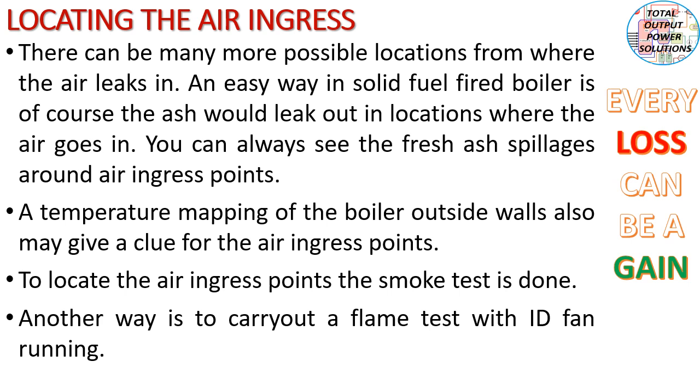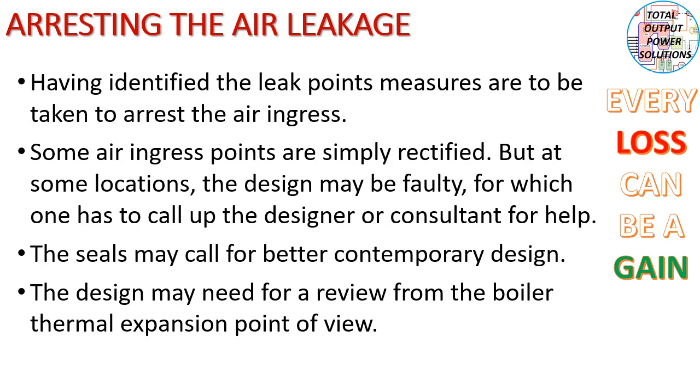A temperature mapping of the boiler outside walls may also give a clue for the air ingress points. To locate the air ingress points, a smoke test should be done. Another way is to carry out a flame test with the ID fan running and arresting the air leakage. Having identified the leak points, measures are to be taken to arrest the air ingress. Some air ingress points are simple to rectify, but at some locations the design may be faulty, for which one has to call up the designer or the consultant for help.